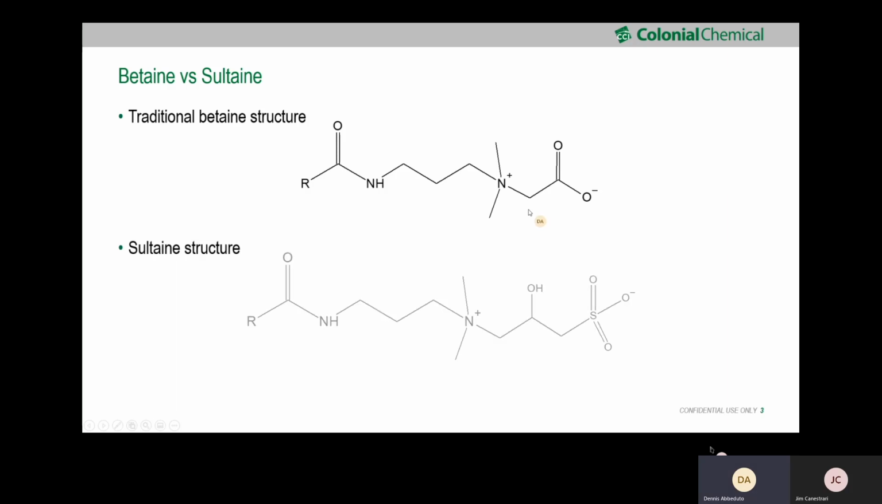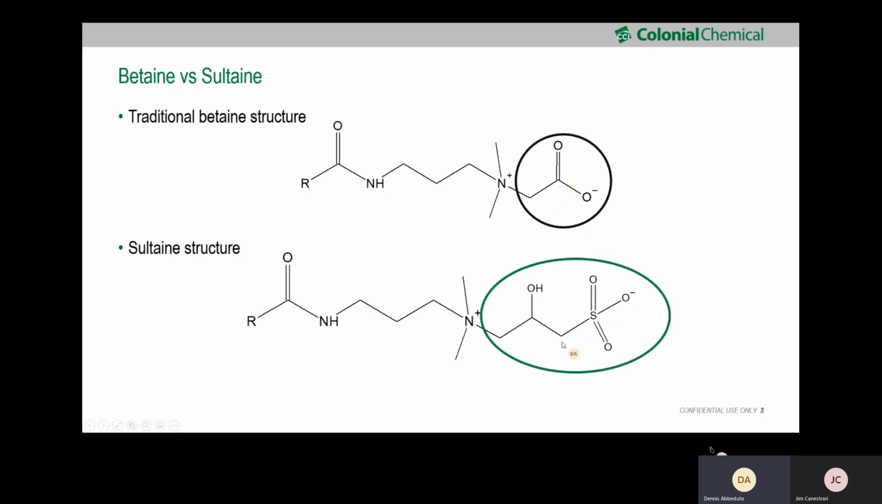Sultaines are structurally quite similar in that they start with the same amidoamine type structure to start. Instead of placing on, however, the carboxylate, we're substituting the hydroxypropyl sulfonate functional group. So whereas a traditional betaine will terminate here with the anion being a carboxylic acid type, the Sultaine terminates with this sulfonate structure that's connected through the hydroxypropyl linkage to the quaternary nitrogen.